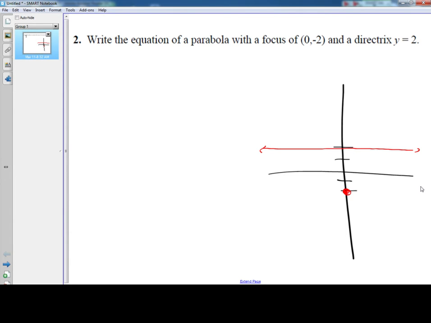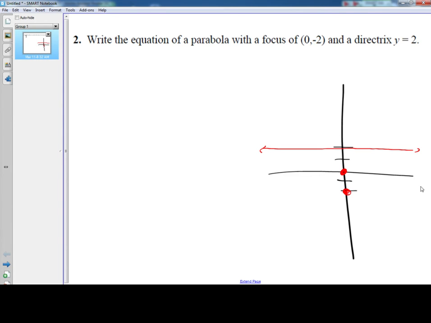Okay. Now, where should my vertex be? It should be right at (0, 0), because it's equidistant from the two. If I count the spaces between there, there's 4, right? So my vertex should be right at (0, 0), which is nice because in the formula, I don't have to worry about translating x or y, do I? That's beautiful. I like it a lot.